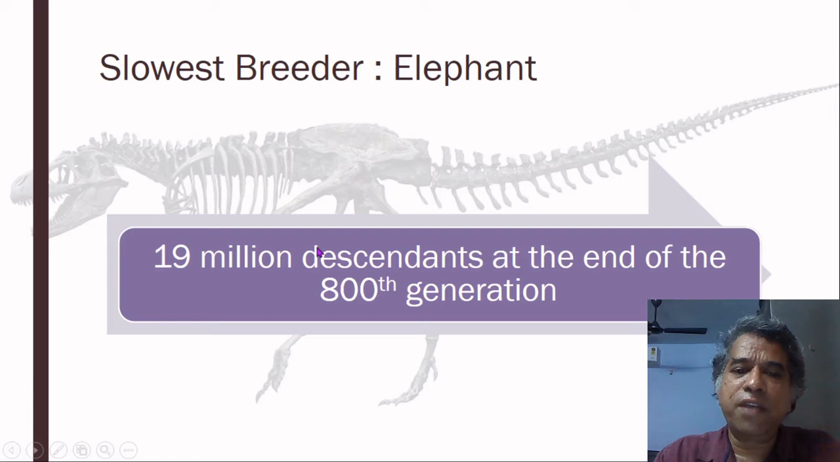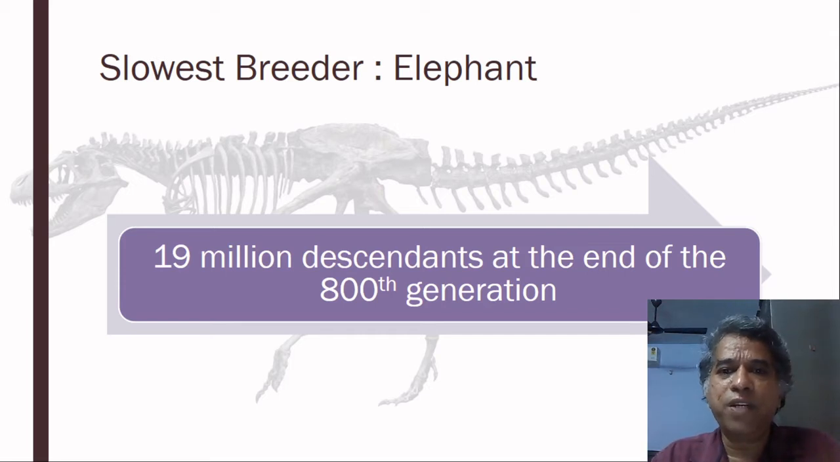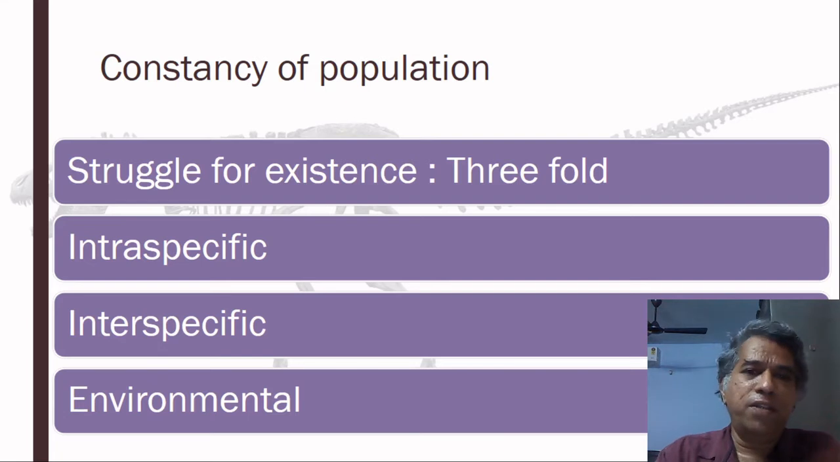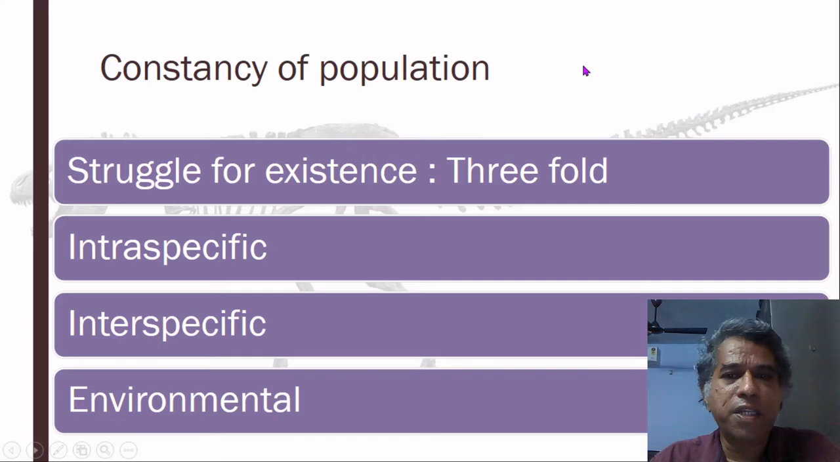But if all these elephants survive up to 800th generation, the descendants population will be something around 19 million, which is really magnanimous. And if you take human population, it gets doubled for every 25 years. So according to Charles Darwin, the human population exhibits this sort of doubling nature for every 25 years. If this is true, Indian population will surpass Chinese population within coming 25 years. But all these things, they are not happening. Still, the populations are kept at constant level by nature. Nature exhibits some sort of checks and balances.